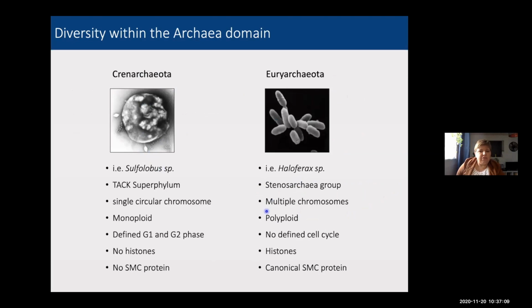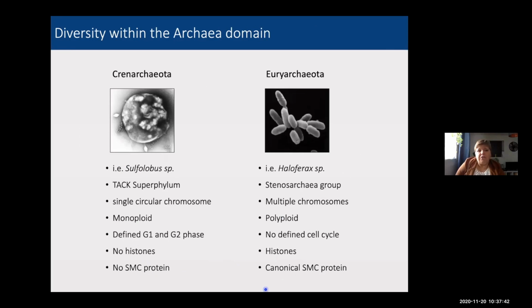They're quite different. For example, most Euryarchaea are polyploid and contain histones, whereas that's the opposite for the Crenarchaea. Also, there is no defined cell cycle in the Euryarchaea, but the Crenarchaea have a very defined G1 and G2 phase. What will become important later is that when it comes to the organization of chromosomes, the Crenarchaea have no canonical SMC protein, whereas the Euryarchaea do, and that's shared throughout the archaea kingdom mostly, and also with bacteria and eukaryotes.